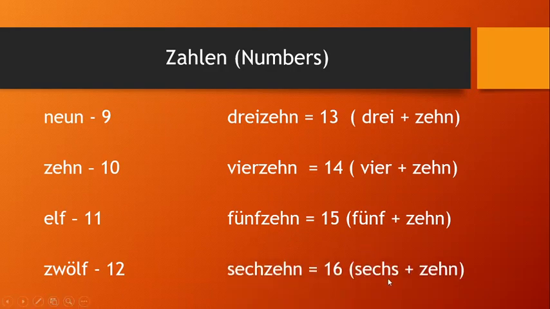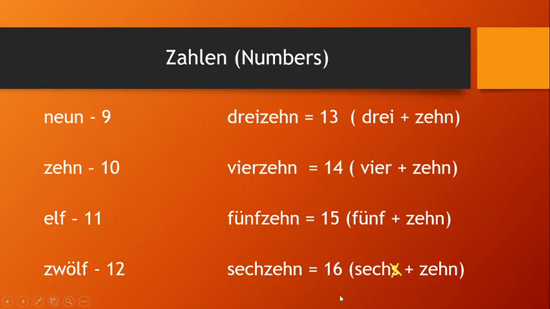Sechzehn, 16. 6 plus 10. So 16 and 17, these two numbers are a bit different. I'll tell you how. With 6 plus 10, we'll have to remove the S from sechs, so that it becomes sechzehn. Sechzehn, right? For 16, we'll not include this S.